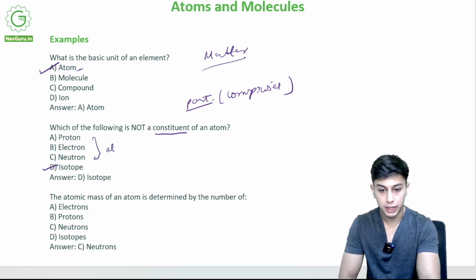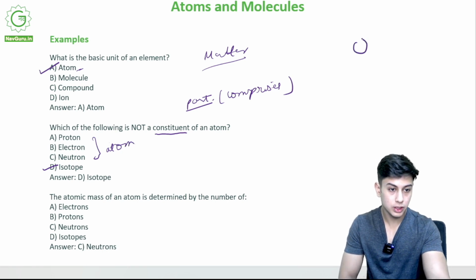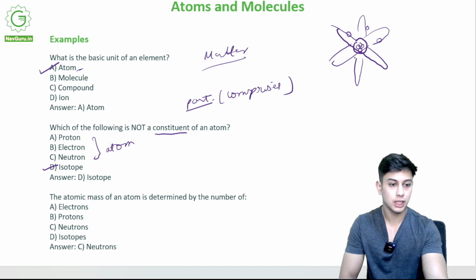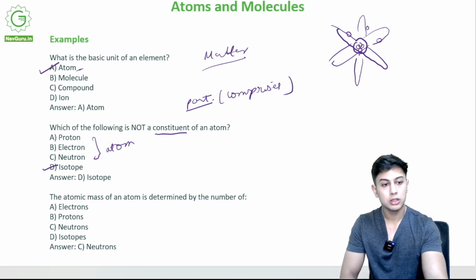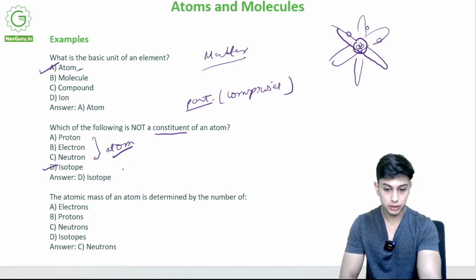These make an atom. We remember the diagram: this is the nucleus. This is how one electron is going, this is how the other electron is going, this is how another electron is going. 1, 2, 3, they are protons and neutrons inside. So electron, proton and neutron make one atom. Answer is D, isotope. Isotope is not a part of it.